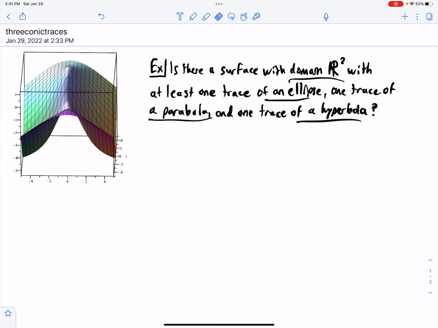Now, if you look through the quadratic surfaces in this section, there are some that have an ellipse for some cross sections or traces, and parabolas for others. And then other conic sections might have a parabola for one trace and a hyperbola for the other. But we don't get any that have all three existing as a trace.